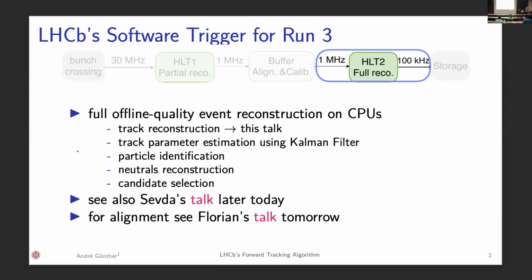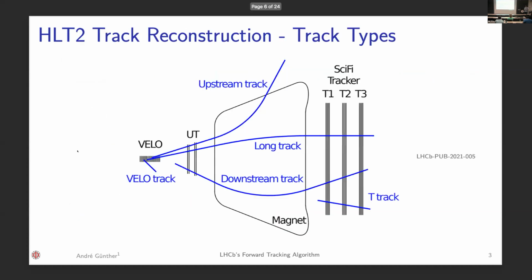This means, well, track reconstruction, of course, this is what this talk will be about. We have a Kalman filter running that estimates the track parameters. There's particle identification, I should say charged particle identification, but we also do neutrals reconstruction in LHCb2. And in the end, you can also select on interesting decays, as this is the job of the trigger, right? More information on general aspects of this you can see later today in Zefter's talk. And if you're interested in this step between LHCb1 and LHCb2 and the alignment and the calibration that's happening, there's also a talk by Florian tomorrow.